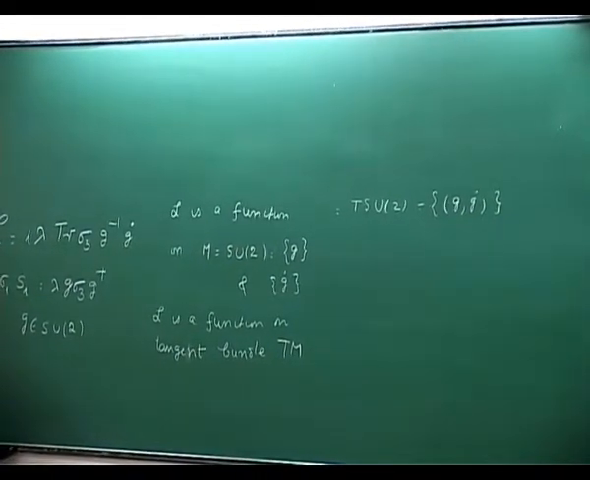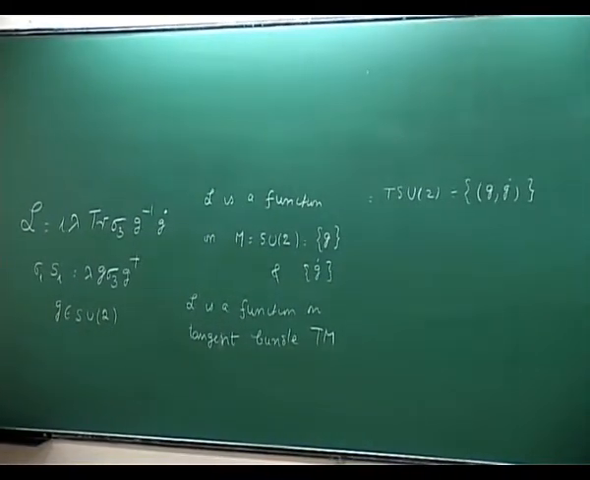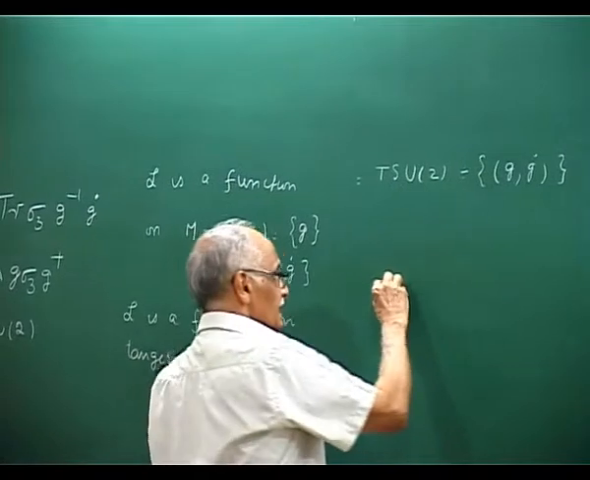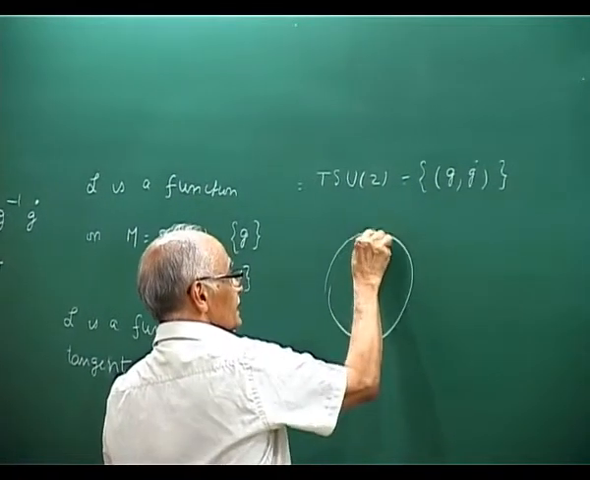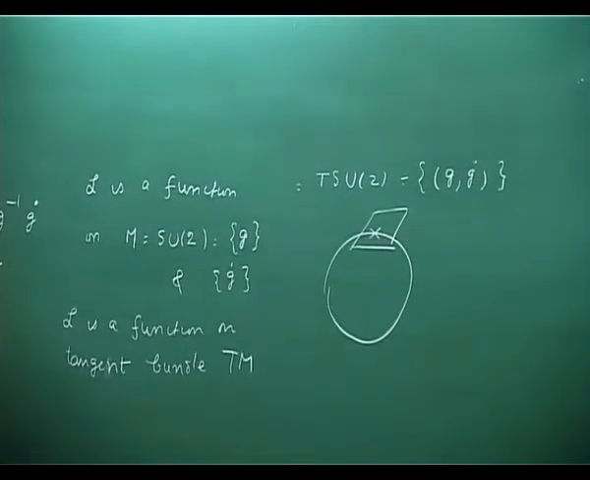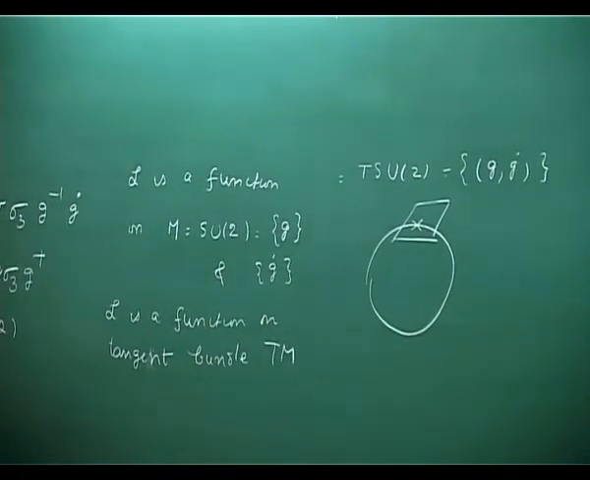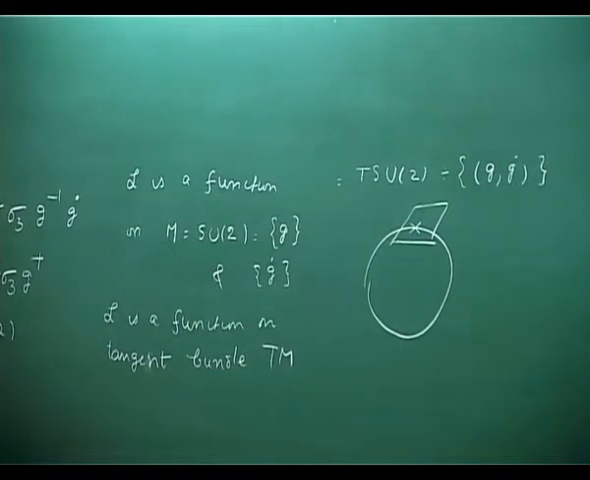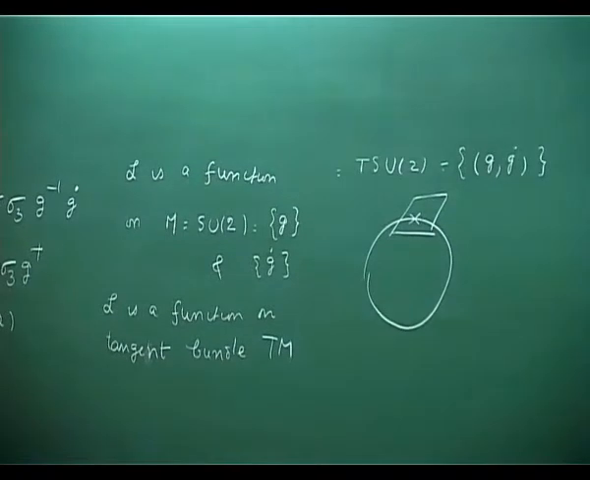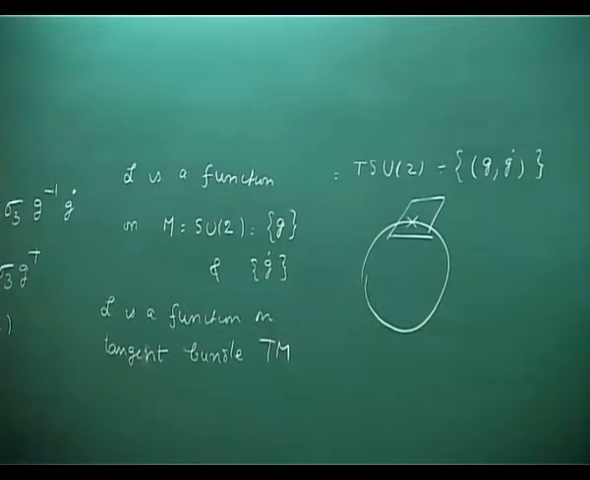By the way, the tangent bundle is also a bundle. So what you do is, on the manifold, in this case SU(2), at each point you attach the tangent space, then you take the union. And one can show that there is a natural bundle structure also. But never mind. What I want to tell here is that the Lagrangian that we are dealing with is a function on SU(2) and velocities on SU(2).